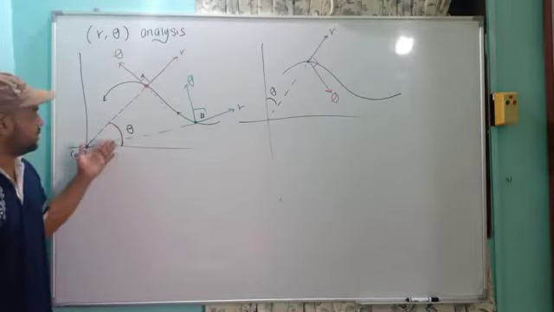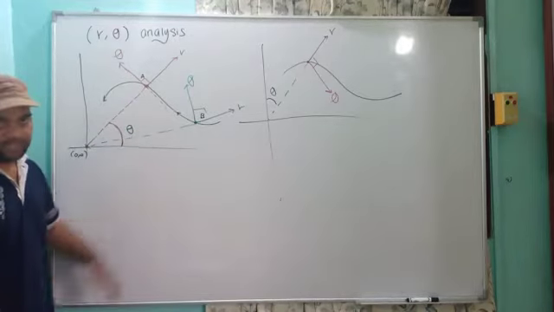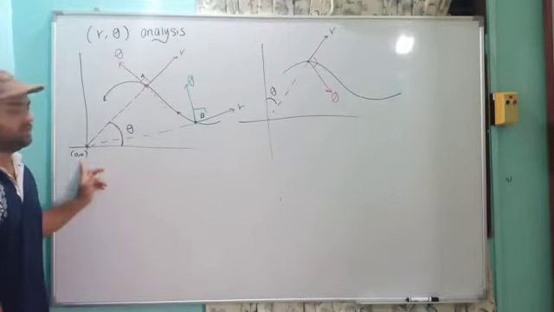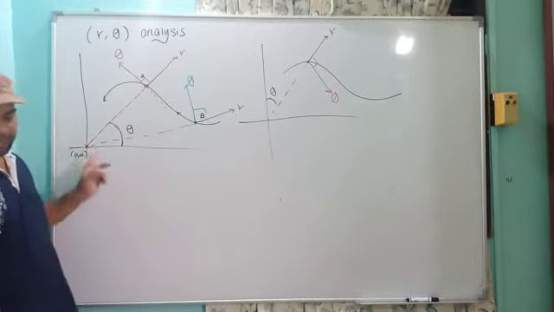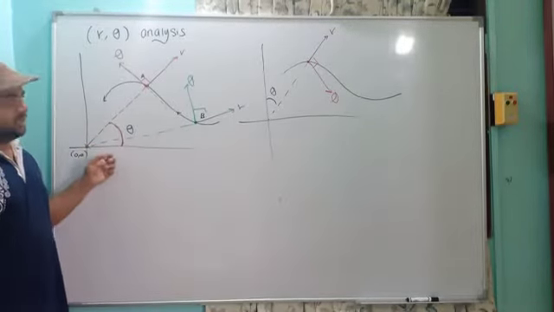Normally the direction of theta will be given to you, so that you can draw which direction is positive. It always refers to this 0, 0 point. We will look at an example to understand better how to draw the axis and analyze.